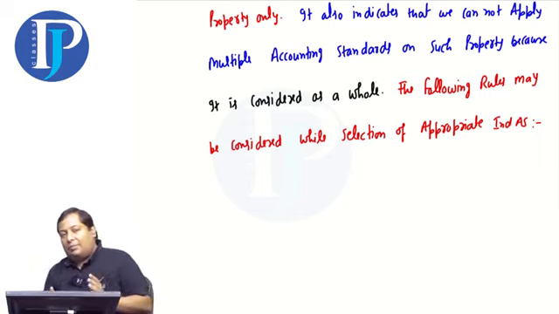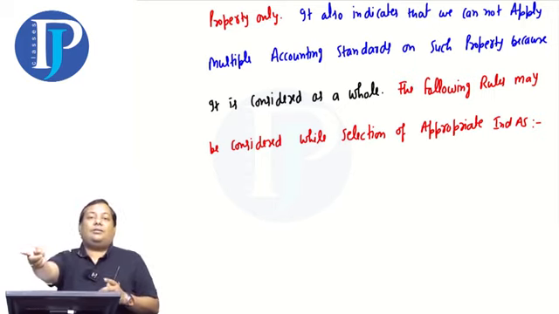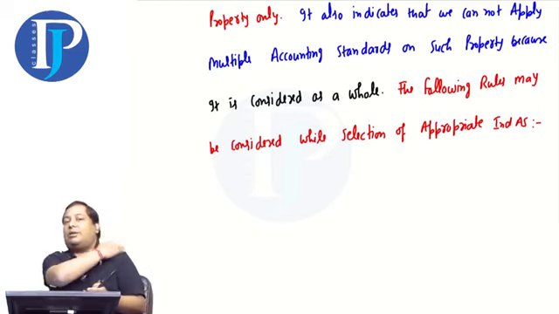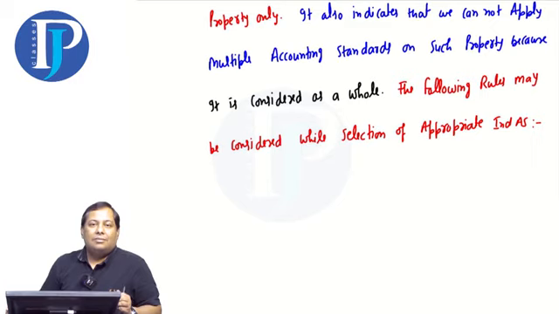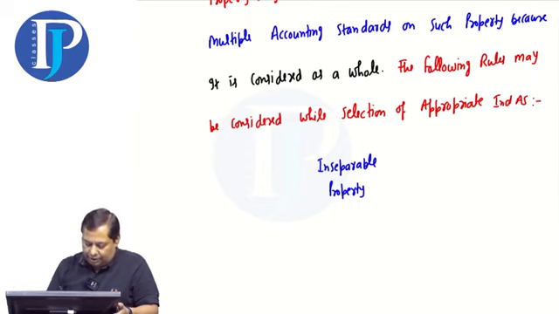You will have to be careful about which building will be classified under which Ind AS. The correct Ind AS, the correct selection, and correct accounting, very good. It's professionalism. Okay, so now what will we do? So, it is inseparable property. So we will try to see this.